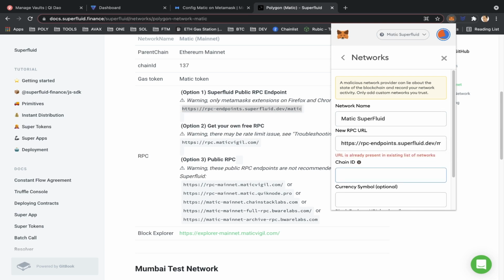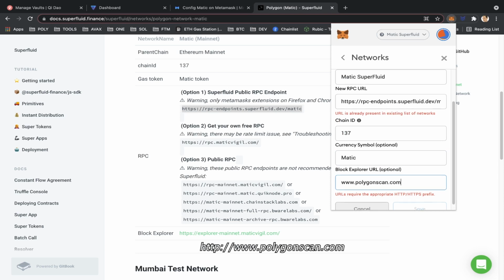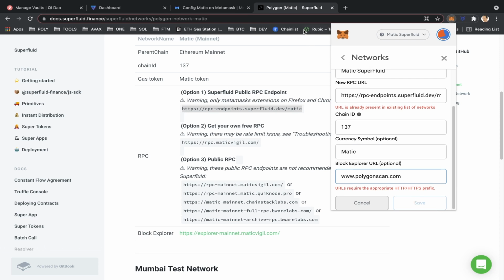And actually it's warning me I have this already. And then we need to put in the chain ID and the currency symbol, which is the main token on this chain, which will be Matic. And so we can add the block explorer URL, which is www.polygonscan.com. And then we can just click save and it will add it.